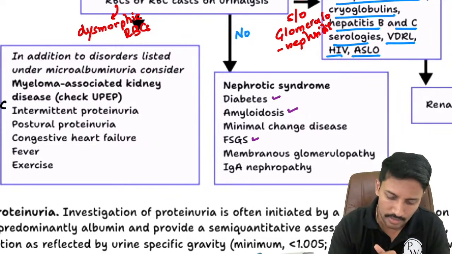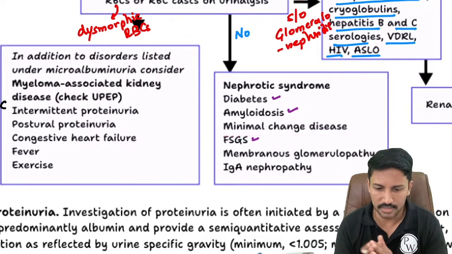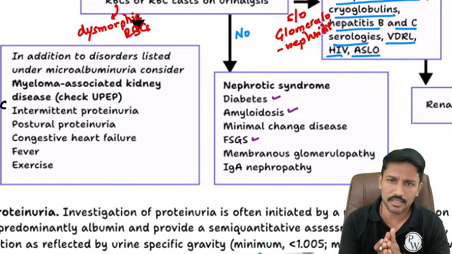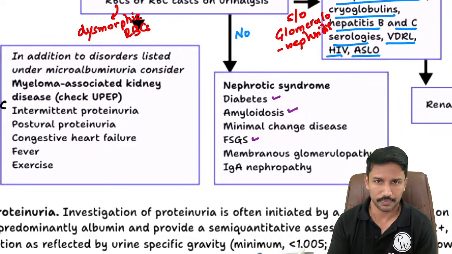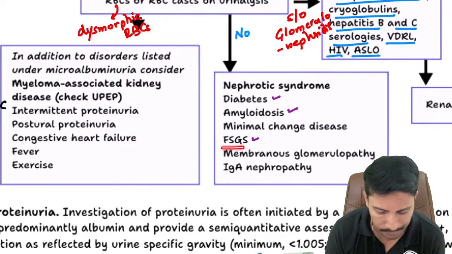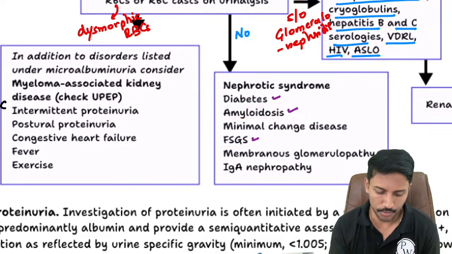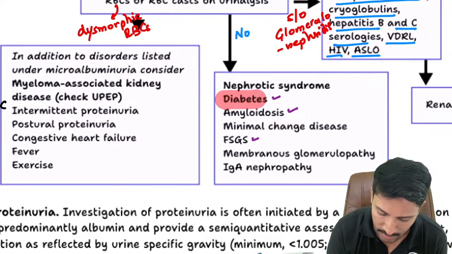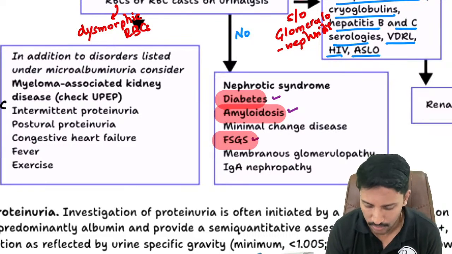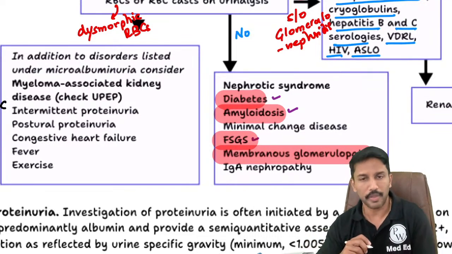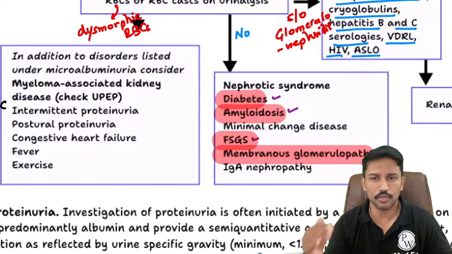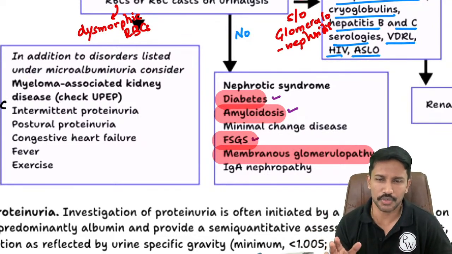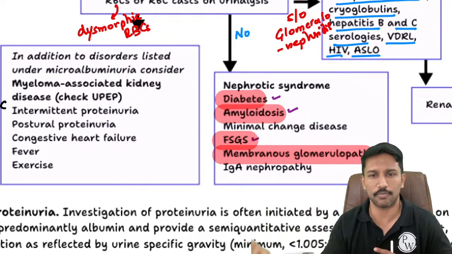In pediatrics, you can and you should mention minimal change disease. If you skip minimal change disease when writing an adult question, it's fine because it is relatively less common. But FSGS, amyloidosis, and diabetes, I want you to mention without fail. Diabetes, amyloidosis, and FSGS, and also membranous glomerulopathy. Okay, IgA nephropathy, if you skip it's fine because most cases of IgA nephropathy present with painless hematuria and it is unlikely that they will land up with nephrotic syndrome.